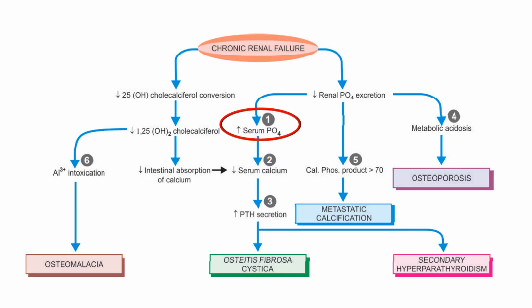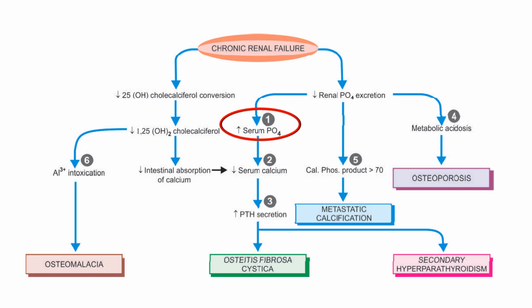This diagram is showing the pathogenesis of the manifestations of chronic renal failure. When there is decreased renal phosphate excretion, it will lead to hyperphosphatemia, and this increased serum phosphate concentration will decrease the serum calcium. This low level of serum calcium will be sensed by the parathyroid gland, and parathyroid hormone is secreted. As a result, there is development of osteitis fibrosa cystica and secondary hyperparathyroidism.